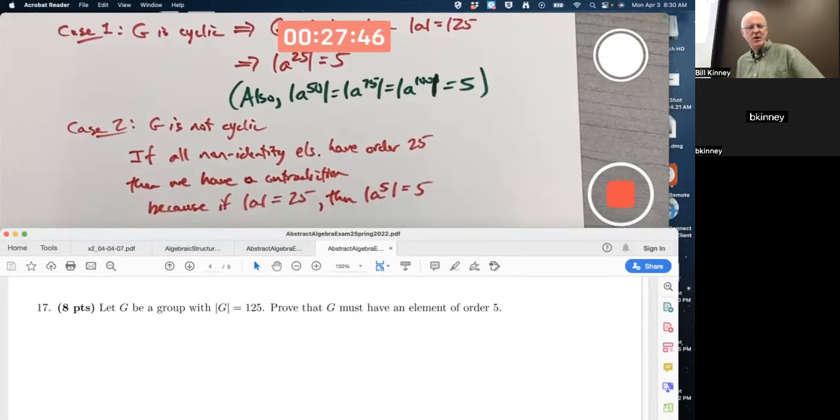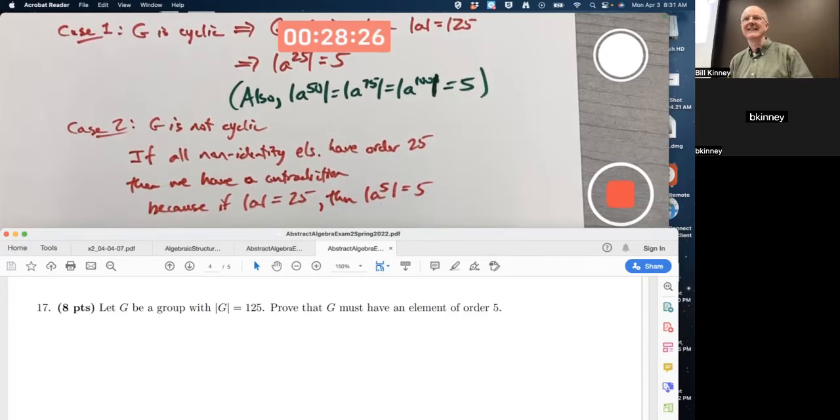What if I change the problem to being, let G be a group of order 125? I mean, let's make it a question. Must G have an element of order 25 or not? 25, not 5. Let G be a group of order 125. Is it necessary for G to have an element of order 25? It's a question. Give reasons for your answer. Hint: think extra. Go ahead.